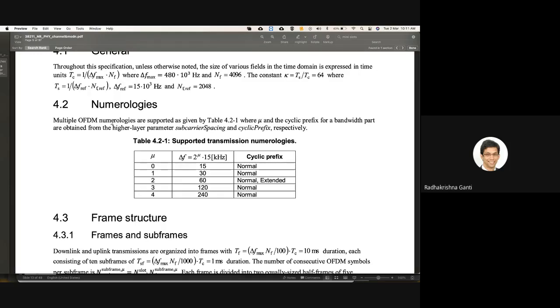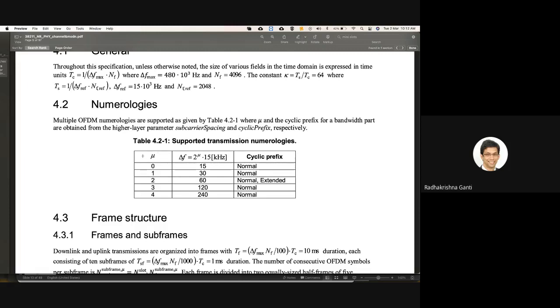The next thing it says is that multiple OFDM numerologies are supported, given by mu, and the cyclic prefix for a bandwidth part. So what are the different subcarrier spacings supported? Delta F: 15 kilohertz, 30, 60, 120, and 240. All these values can be written as 2 power mu into 15. If mu is equal to 0, you get 15. Mu equal to 1: 2 power 1 into 15, which is 30. 2 power 2 into 15 is 60, 2 power 3 into 15 is 120, 2 power 4 into 15 is 240.